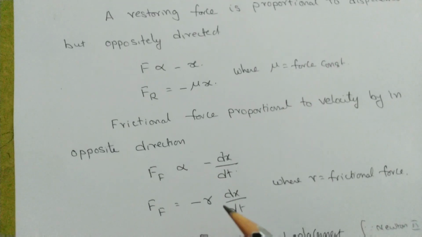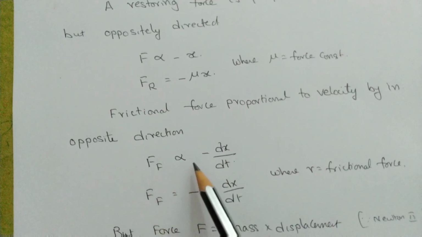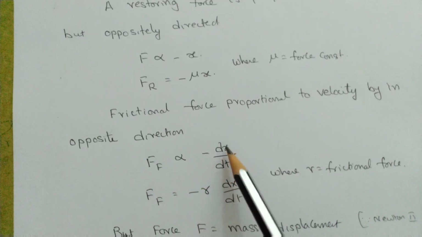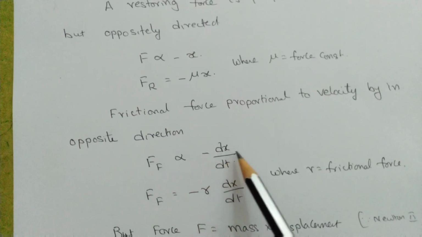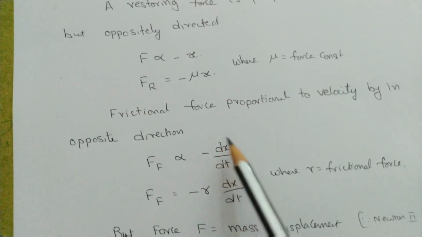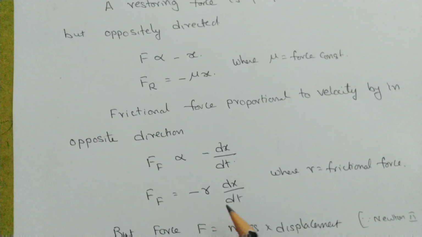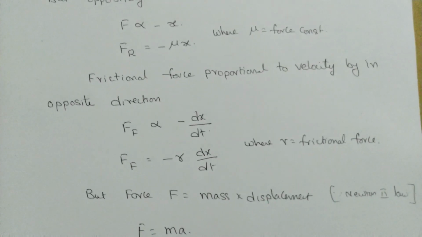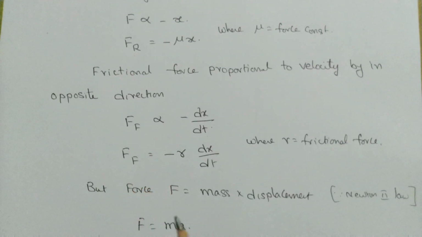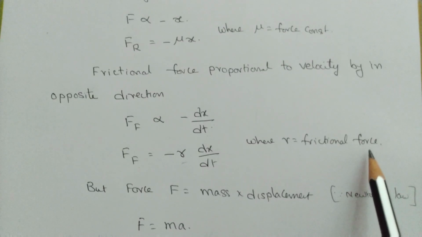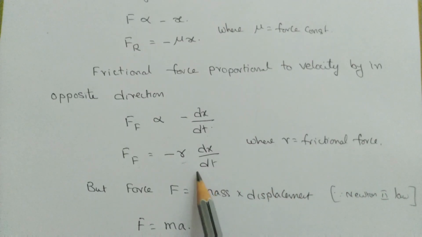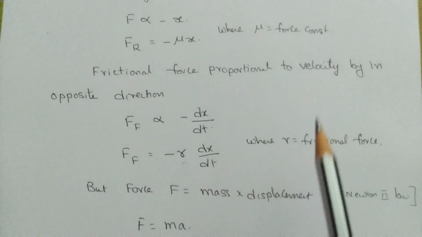The frictional force Ff is proportional to minus dx by dt. dx by dt means change in displacement per unit time. Now Ff is equal to minus r into dx by dt, where r is called the frictional force constant. That means this frictional force depends upon the nature of the oil, that means the liquid we used in the beaker.